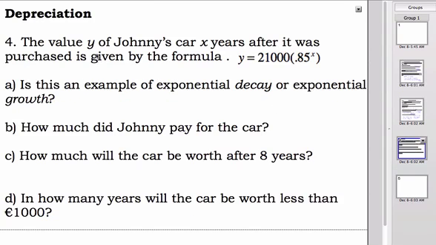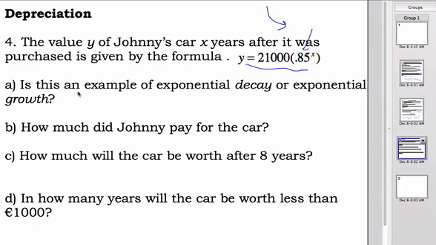Okay, so one last example. Value y of Johnny's car x years after it was purchased is given by this formula. Okay, so this looks like this is less than 1, so this is decay. It's going to be a decreasing function. Alright, oh yeah, that's the first question. Is this an example of exponential decay or exponential growth? It's decay because a is less than 1 and greater than 0. It's between 1 and 0, so it's going to be a decay, which makes sense. The car's value usually decreases after it's purchased.